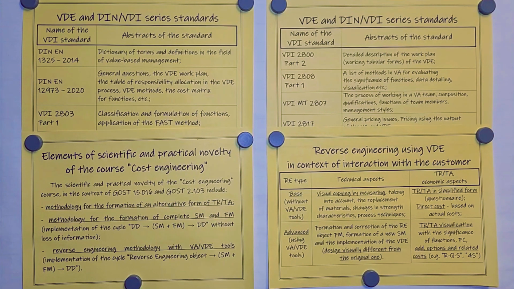However, as noted in video number 9 of our course, the effectiveness of its isolated application, or application without the formation of a structural functional model, is quite low. Thus, in the case of the basic reverse engineering, only the final actual calculation of direct product cost is available to the customer, significant adjustment of which by changing the design is no longer possible.